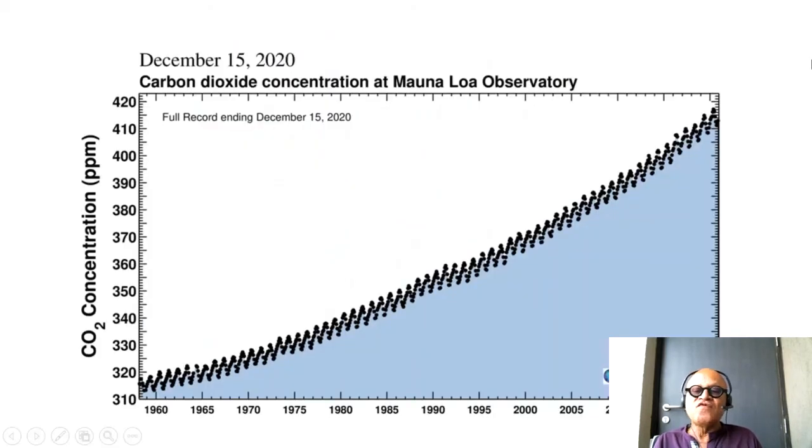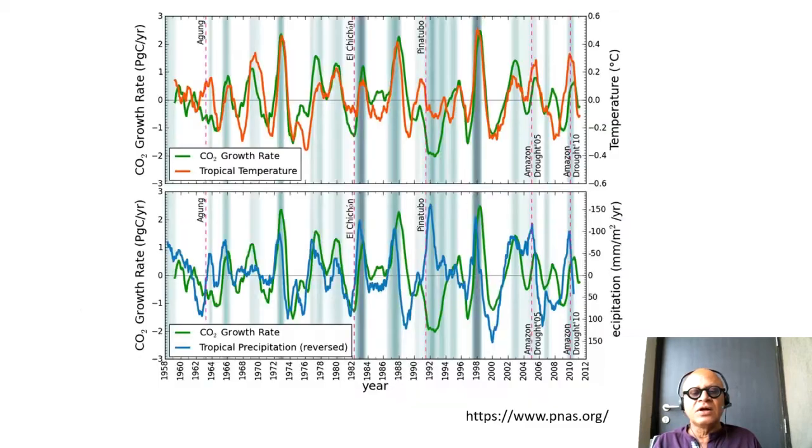So if you remove the trend and look at the time rate of change of CO2 fluxes, you will see that there is year-to-year variability. So this is the CO2 growth rate in the atmosphere in petagrams of carbon per year. If it is negative, that means there is carbon being taken up, and if it's positive, that means carbon is being emitted. So this is showing relations between temperature and precipitation and CO2 fluxes.